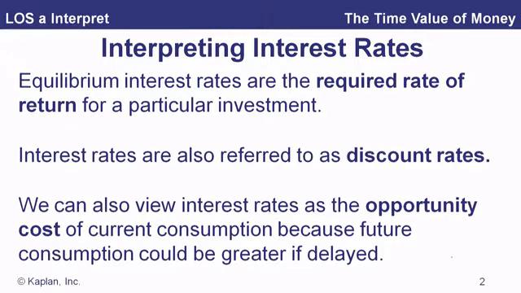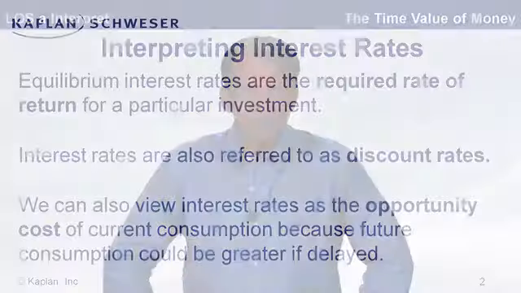Well, let's take a look here at Quantitative Methods Basic Concepts, our first reading in that study session, the time value of money. So the first LOS here, we need to interpret interest rates. And when we talk about an equilibrium interest rate, we can talk about it as the required rate of return. And given the risk of the investment, there's a particular rate of return adjusted for that risk that investors require to hold that asset, security, investment, whatever.